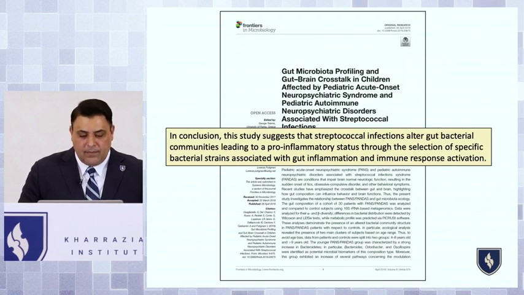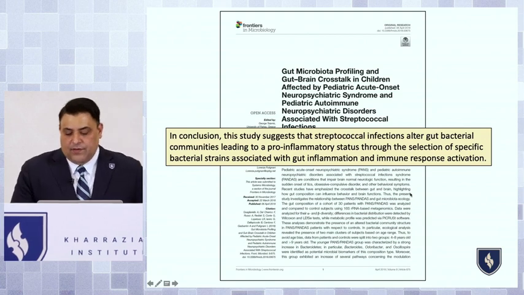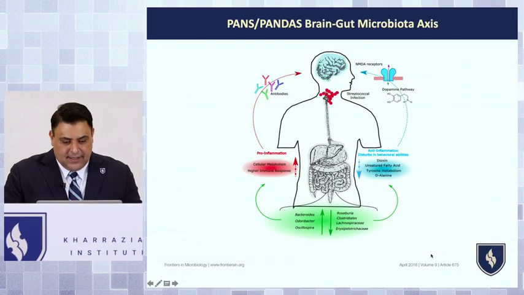Support their microbiome. That's another key thing. And in this study that was published, we look at gut microbiota profiling and gut-brain crosstalk in children with PANDAS. Here's what they found. In conclusion, the study suggests that streptococcal infections alter gut bacterial communities, leading to a pro-inflammatory state and the selection of specific bacterial strains associated with gut inflammation and immune stress responses. So you see that you have a bidirectional thing. The infection itself can change the gut microbiome, but unhealthy microbiomes can contribute to the pro-inflammatory response that breaks down the blood-brain barrier. And here you can see streptococcus infection changing the microbiome, creating pro-inflammatory responses. Those things can potentially break down the blood-brain barrier.